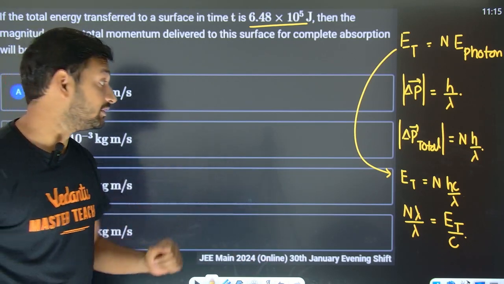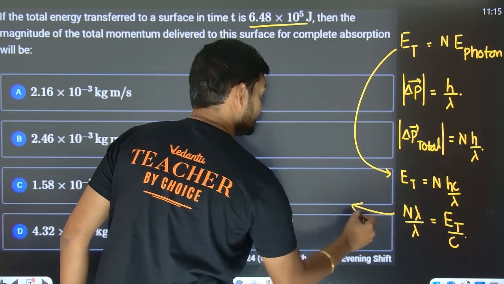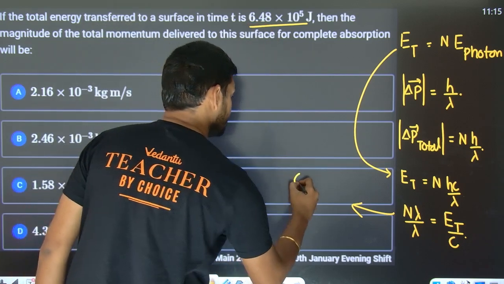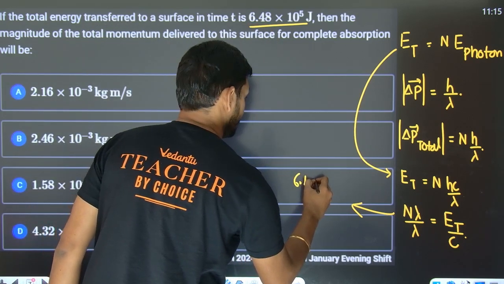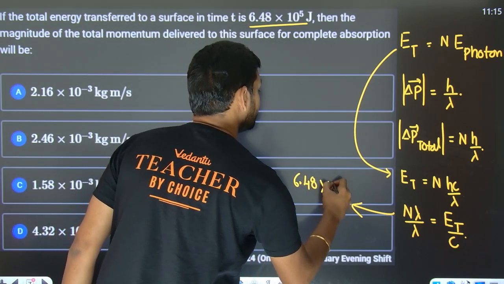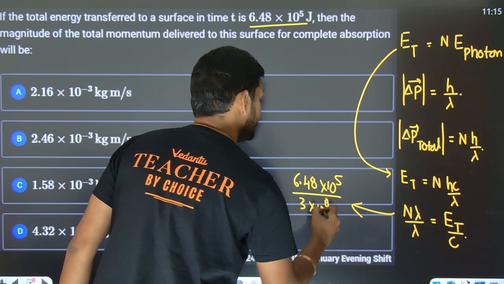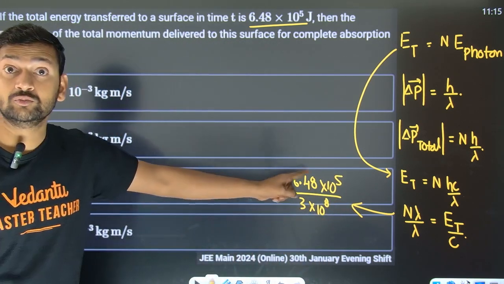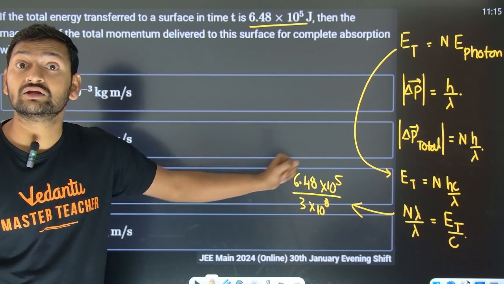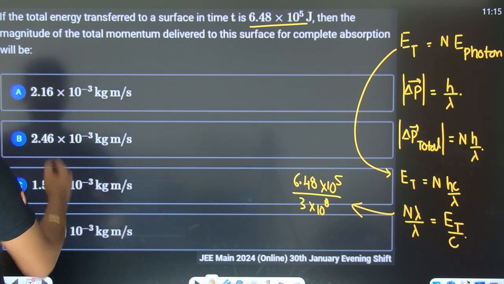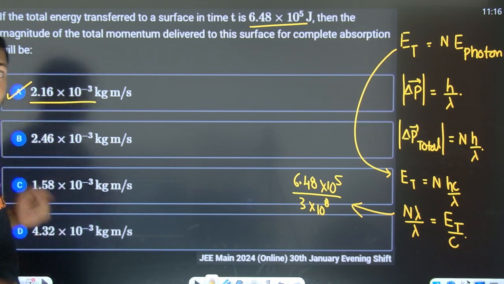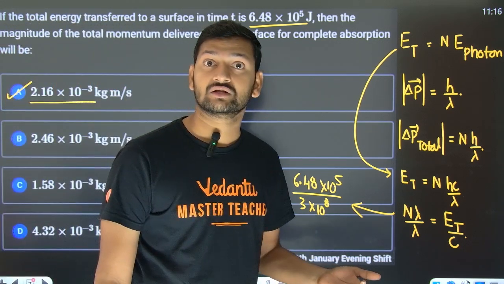Total energy is this much, and c is how much? 3 into 10 to the power 8. So I'll write it: total energy 6.48 into 10 to the power 5 by 3 into 10 to the power 8. So you get 2.16 into 10 to the power minus 3. Which option? It's option A.